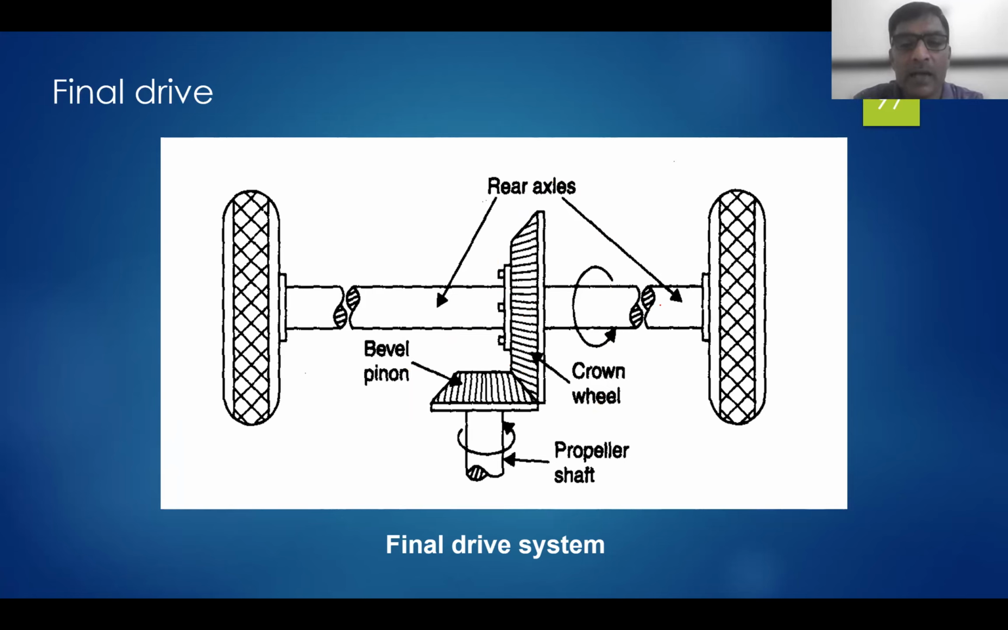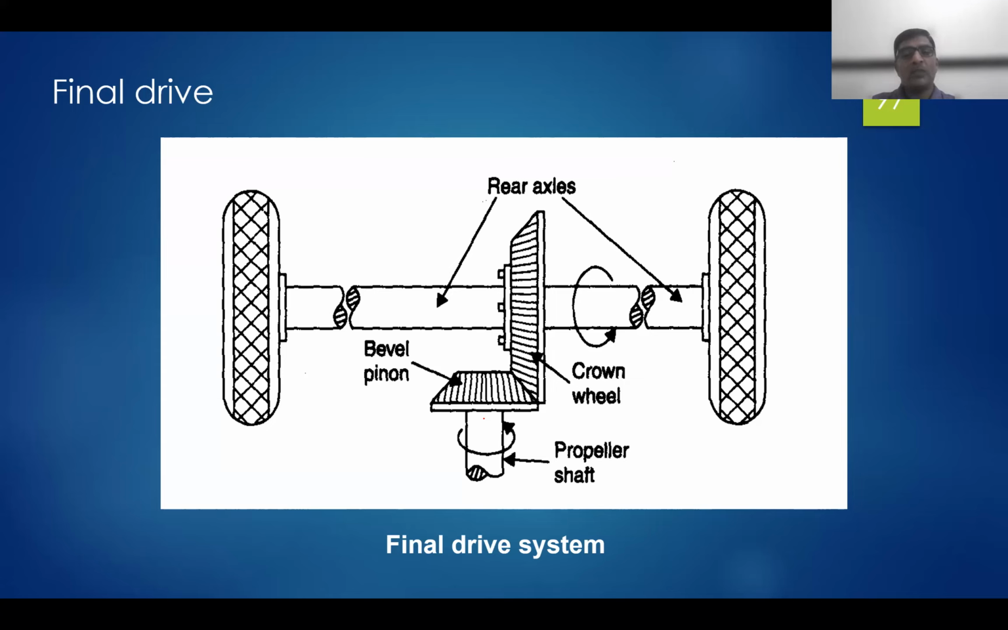So to perform these two functions, the final drive is provided. Already at the start of the transmission system, we have seen there is a requirement to transmit power at 90 degree, and a requirement to reduce the speed or increase the torque so that wheels can rotate. To fulfill these two requirements, the component provided in the automobile is called a final drive.